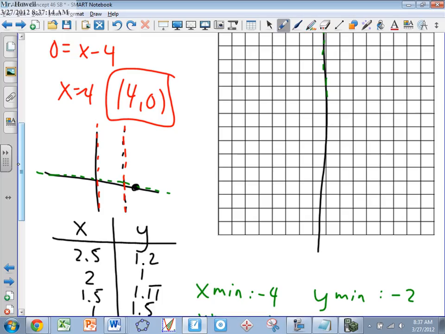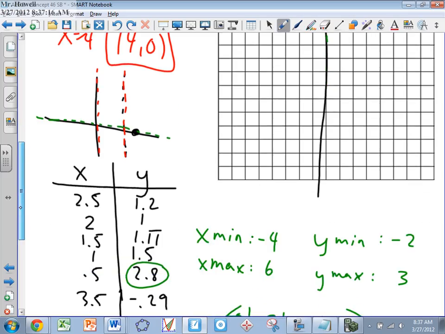It's my data points that give me the domain and range I'm going to use here. My domain is from negative 4 to 6. My range is from negative 2 to 3. So when you plot this, think about that correspondingly. You might want to go every 2 boxes is 1 unit for the y-axis. For the x-axis, it might be every 1 box is 1 unit.